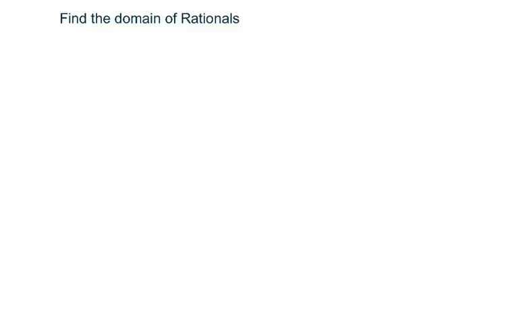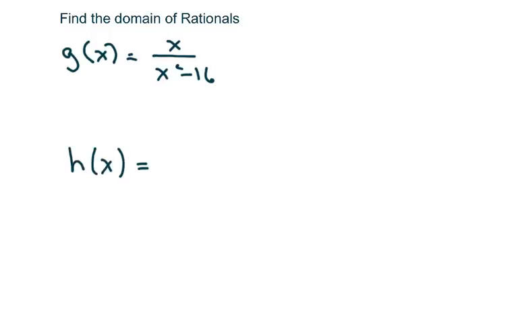Hi everybody, we're going to find the domain of some rational functions. The first one's going to be g of x equals x over x squared minus 16. The next one, I don't know if I can get all this on this slide, but we'll see, is 2x over x squared minus 4. And the last one we're going to do, we're going to do 4 here. So I'll do the other 2 on the other slide.